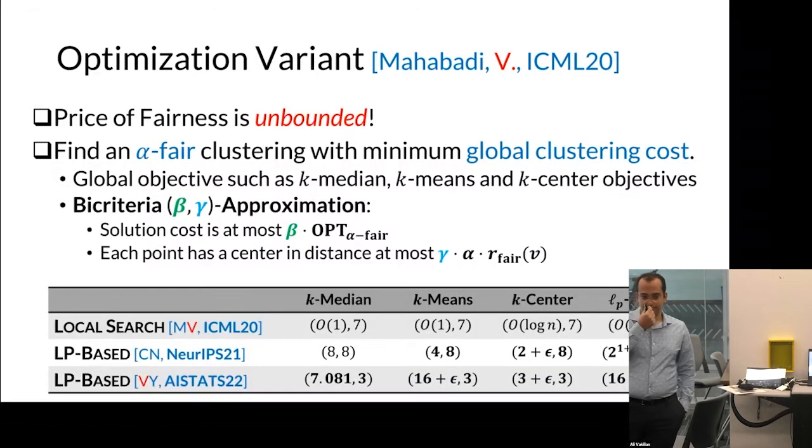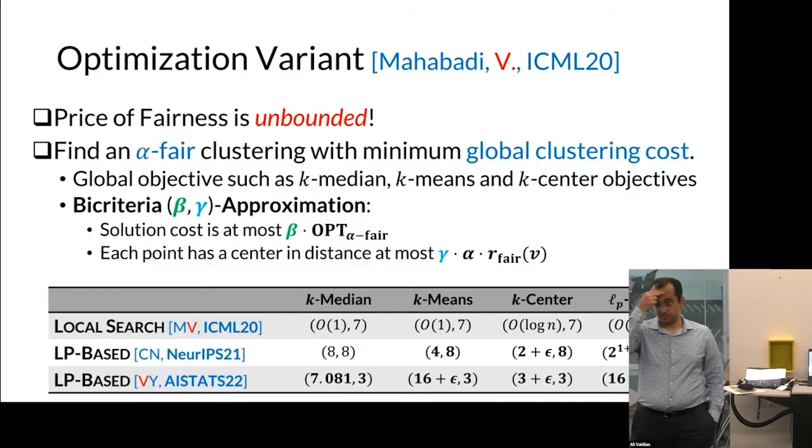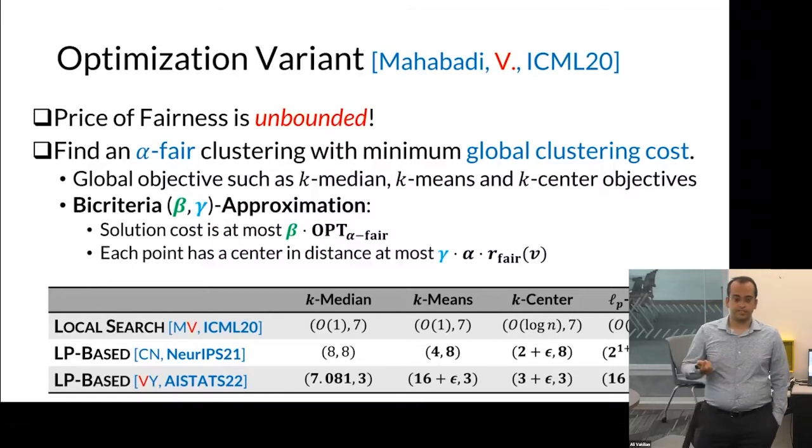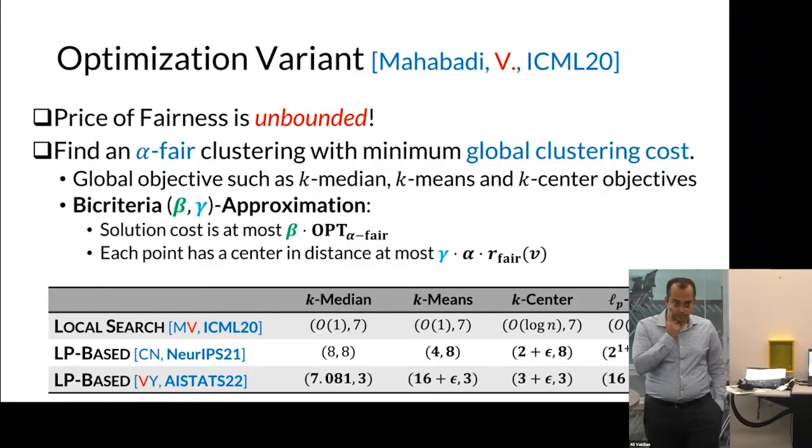This is the summary of the results that we know about this problem. Initially, with Saeed and Mahabadi, we showed that a local search algorithm can give a constant factor approximation for k-median and k-means. This gives an order log n and 7 approximation for k-center, and for general LP norm, it gives an order p and 7 bicriteria approximation.